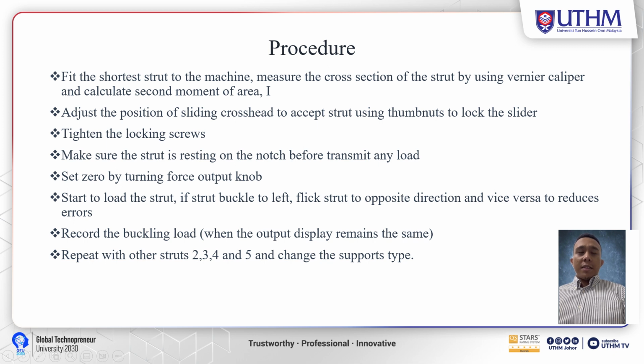Next, set the reading to 0 by turning the force output knob, and then start to load the strut. If the strut buckles to the left, flip the strut to the opposite direction, and vice versa, to reduce error. Then record the buckling load, which is when the number stops increasing or decreasing and remains the same. Lastly, repeat with the other struts, which are strut 2, strut 3, strut 4 and strut 5, and change the support direction.